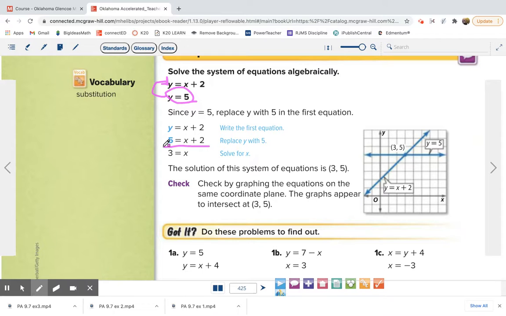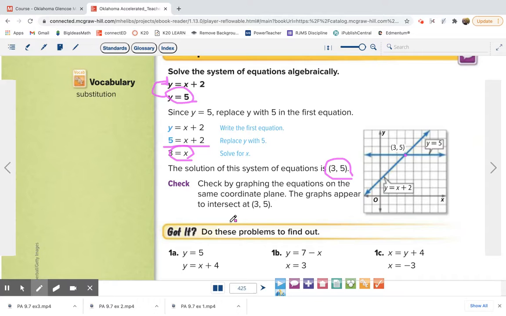Once we have that, we can solve for x. I get it by itself with the equal sign by subtracting 2 from both sides. 5 minus 2 is 3, so x equals 3. So your answer here is actually the point (x, y), so (3, 5). That is your solution. Okay, if you were to graph it like what we did yesterday, that is where the two graphs would intersect, the point (3, 5).